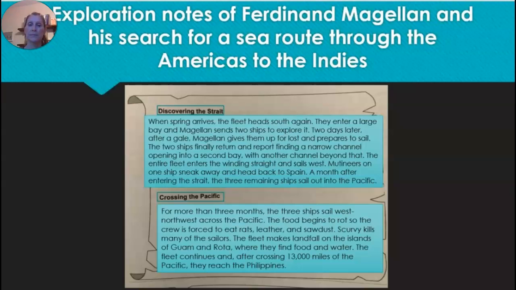Crossing the Pacific. For more than 3 months, the 3 ships sailed northwest across the Pacific. The food begins to rot, so the crew is forced to eat rats, leather, and sawdust. Scurvy kills many of the sailors. The fleet makes landfall on the islands of Guam and Rota, where they find food and water. The fleet continues, and after crossing 13,000 miles of the Pacific, they reach the Philippines.